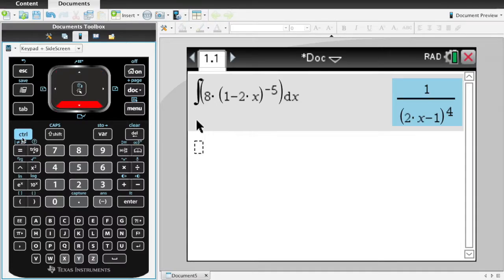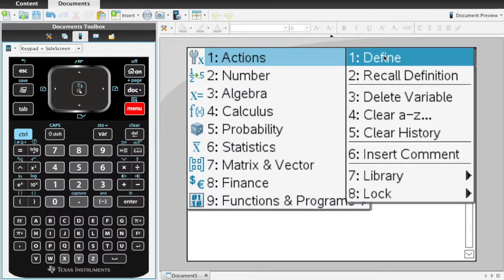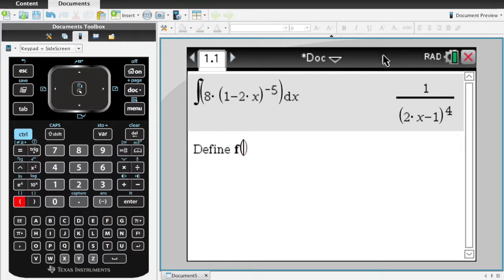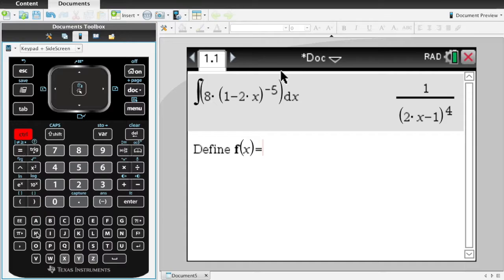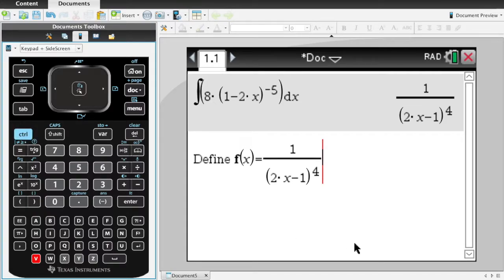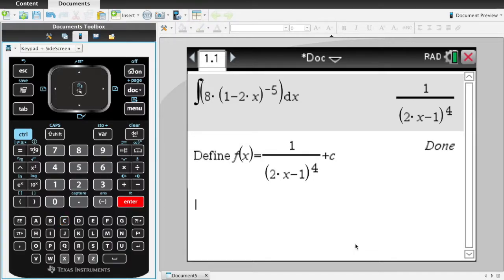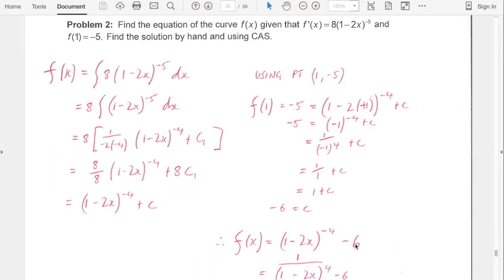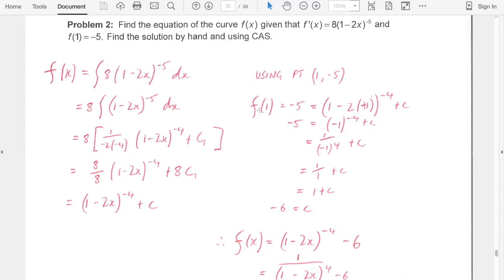So I'm just going to copy that. And now I'm going to define f of x. So I'm going to go menu, actions, define, and that f of x is going to equal, and just paste that, plus some unknown constant c. It's now defined.